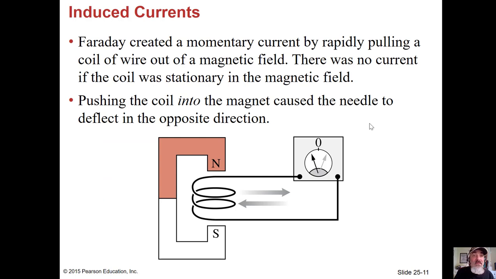Okay, so Faraday connected a momentary current by rapidly pulling a coil out of a magnetic field. So taking the actual coil, moving it this way, moving it that way, you change the magnetic field strength through the loop here, and while that's happening, you produce electricity.